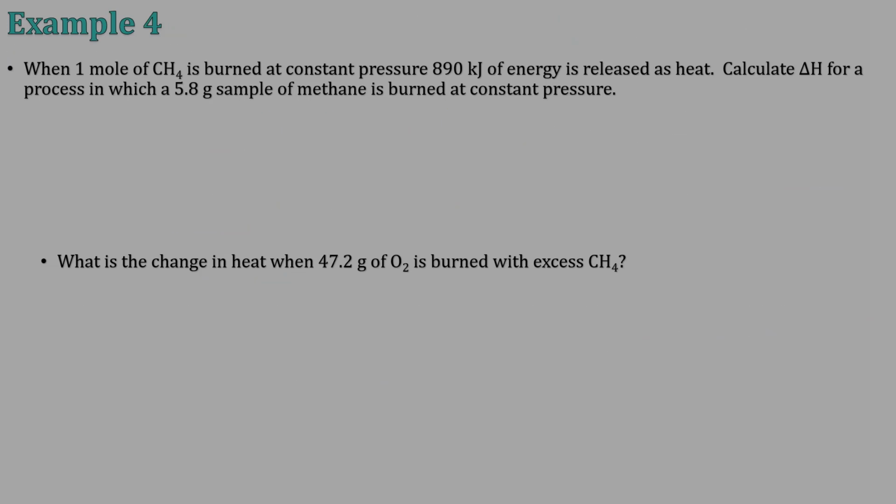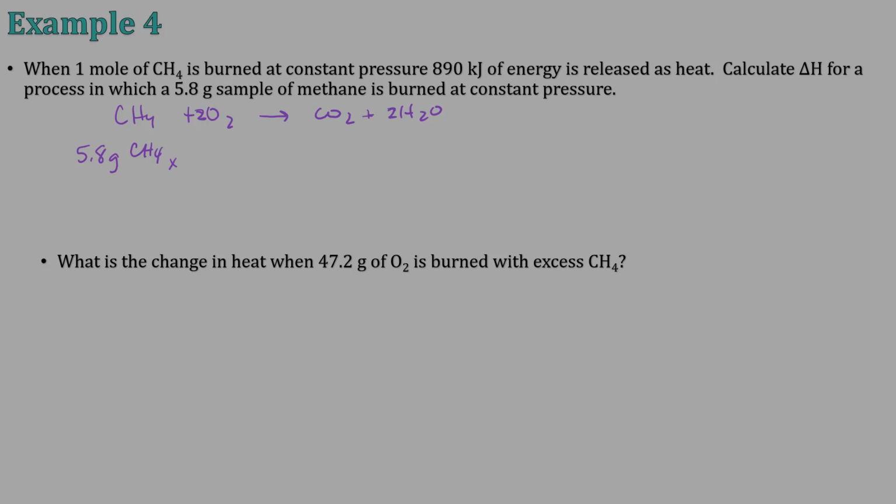We have 1 mole of CH4 is burned at constant pressure. 890 kilojoules of heat is released as heat. Calculate delta H for a process in which 5.8 grams sample of methane is burned at constant pressure. All right, so we have CH4 plus O2 makes carbon dioxide and water vapor. All right, so anytime a hydrocarbon undergoes complete combustion, you always make carbon dioxide and water, and oxygen has to be a reactant. And we have 5.8 grams of methane.